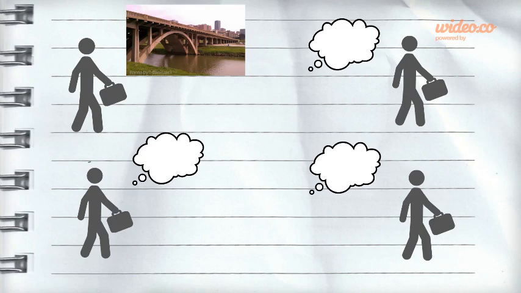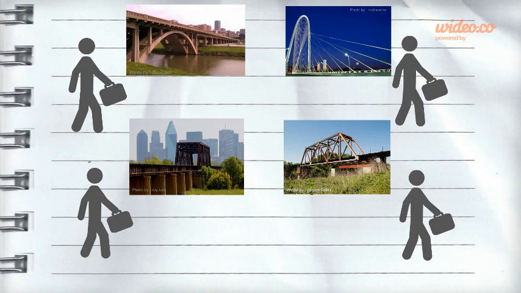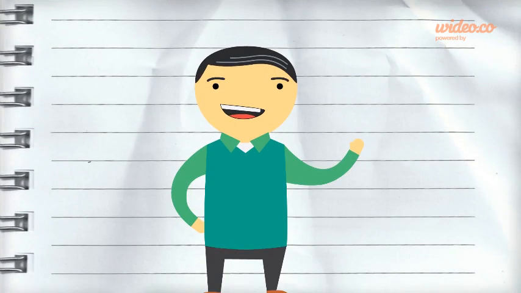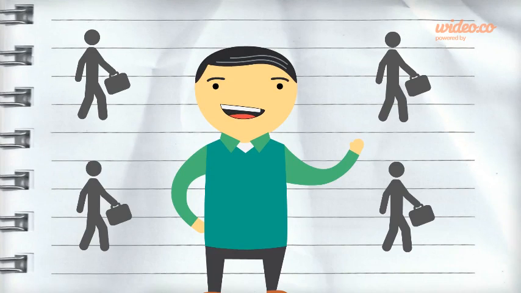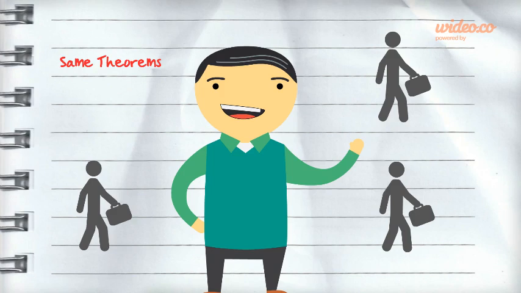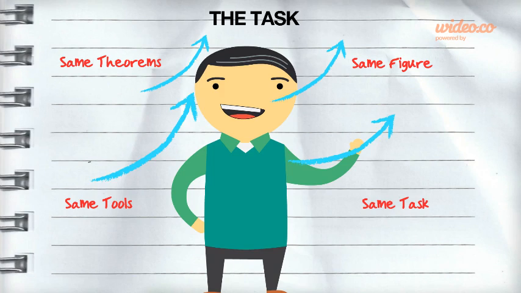It would then become the job of the customer to choose the bridge that best fits their needs, based on money, time, aesthetics, or anything else. This unit has a creative twist, like the story of the engineering students. Everyone is given the same theorems, the same figure, the same tools, and the same task. But depending on how you think and tackle problems, you may have a totally different pathway to completing the task.